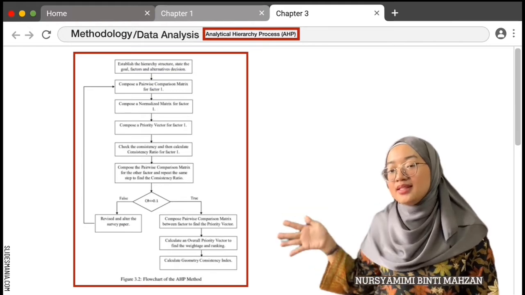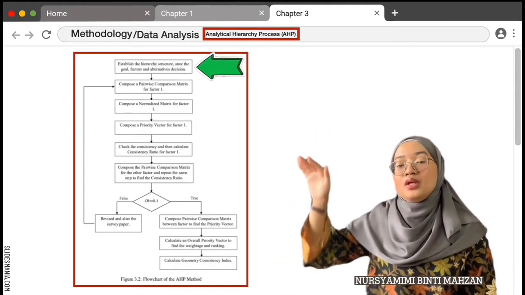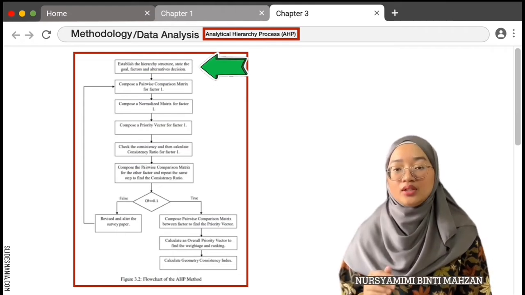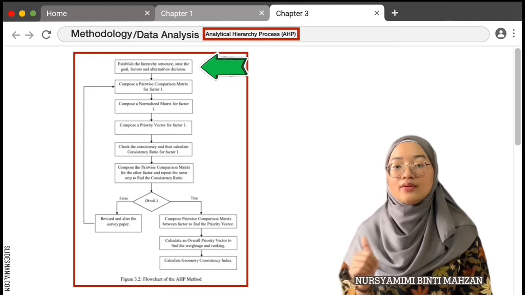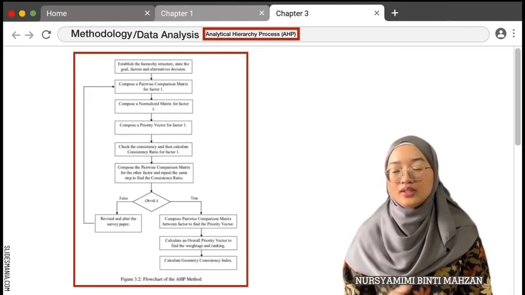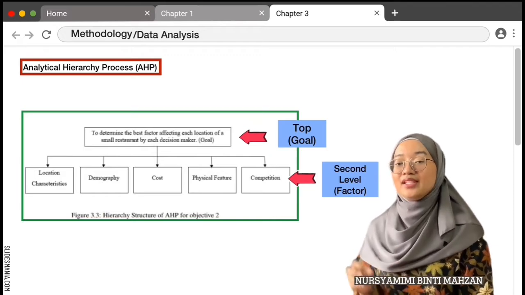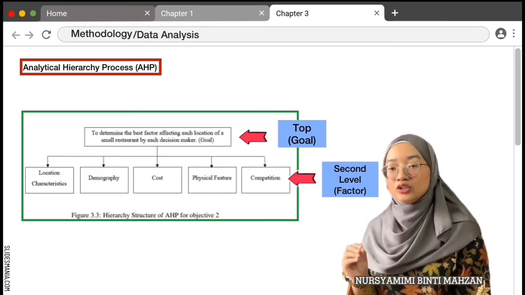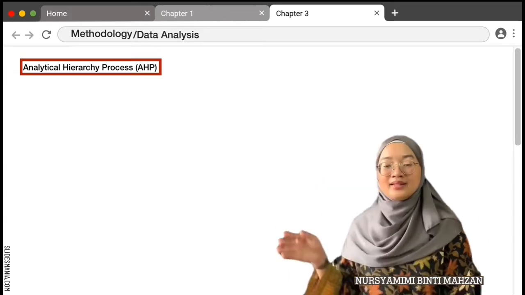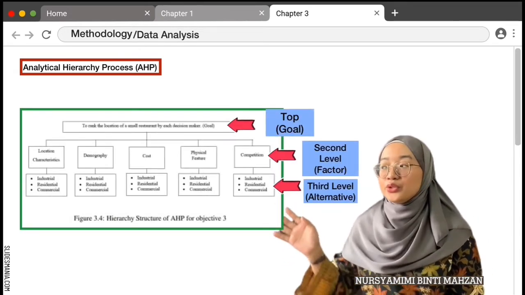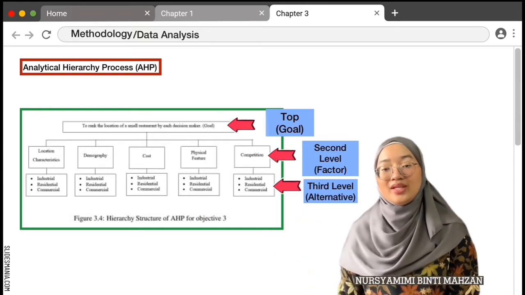As you can see, this is the flowchart of the AHP process. From the top, the first step is to establish the hierarchy structure by identifying the goals, factors, and also alternatives. As you can see, this is the hierarchy structure to determine the best factor affecting each location of a small restaurant by each decision maker. Next is the hierarchy structure to rank the best location according to each decision maker.